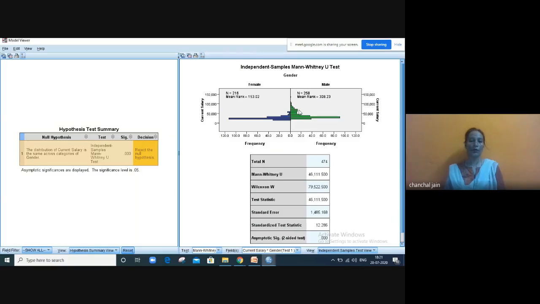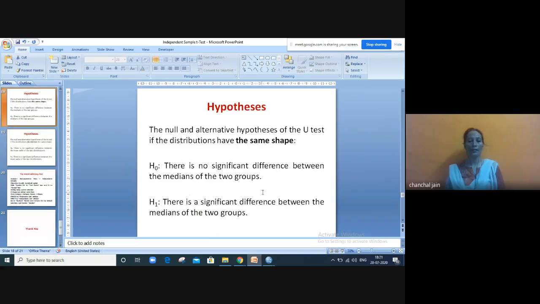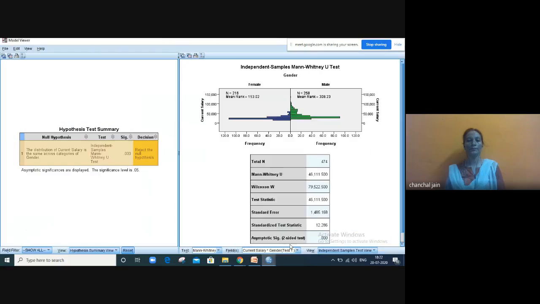So our fourth assumption is checked, and it is showing that the shape is almost the same. So we need to know that your hypothesis will now be based on medians. What will your hypothesis be now? There is no significant difference between the median salary of the two groups, because we are checking the salary.